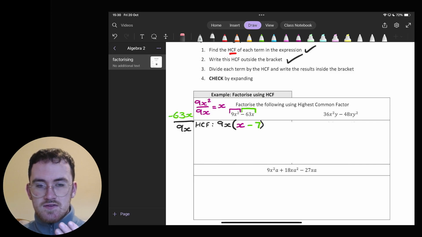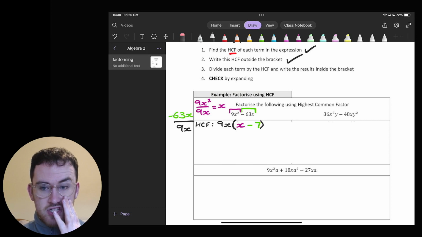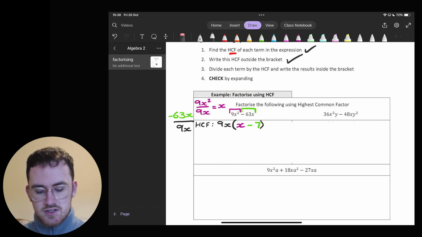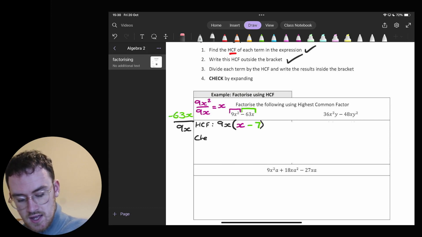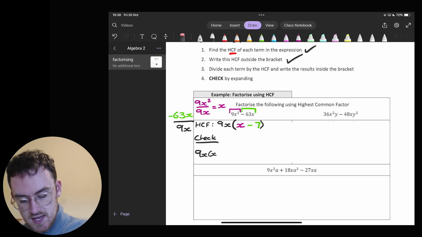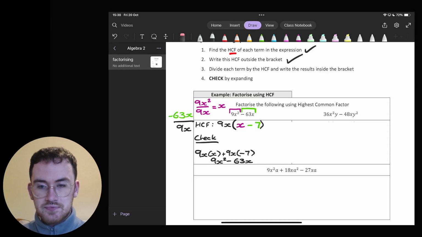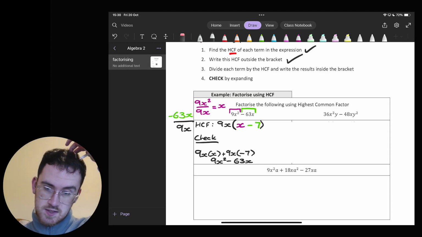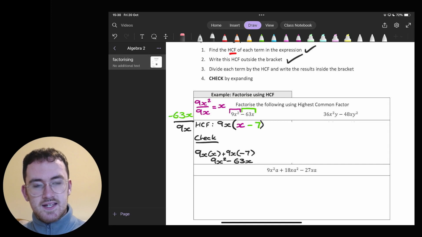So we've successfully factorized this expression. I've written it in terms of its factors. Now to check my answer, I can do that by multiplying across. That gives me 9x by x plus 9x by minus 7, which gives me my 9x squared minus 63x as expected there. So we've successfully factorized that one. Let's do the same thing with the second example here.